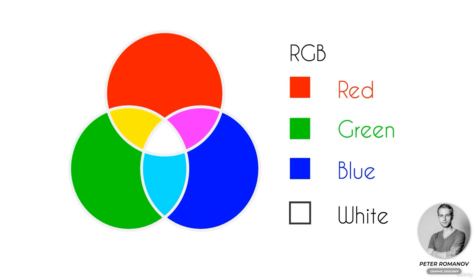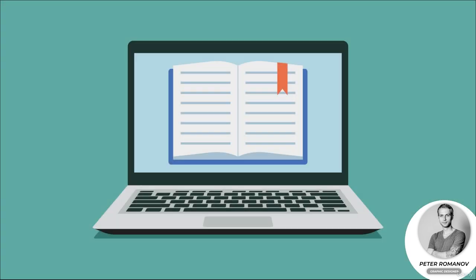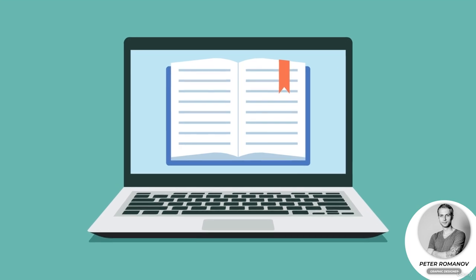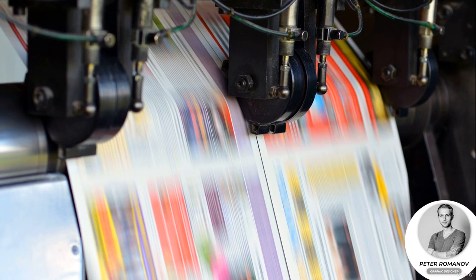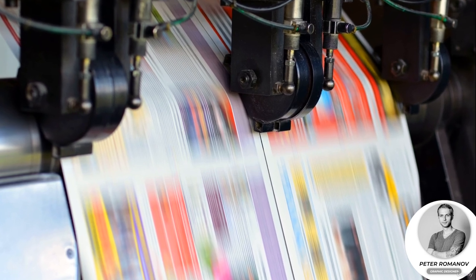As you probably already guessed, the RGB color model is designed to create images that will be viewed on the screens of electronic devices: monitors, televisions, tablets, mobile phones, and possibly some others that will only appear. Well, in those cases when we need to print an image, a different color model is used.